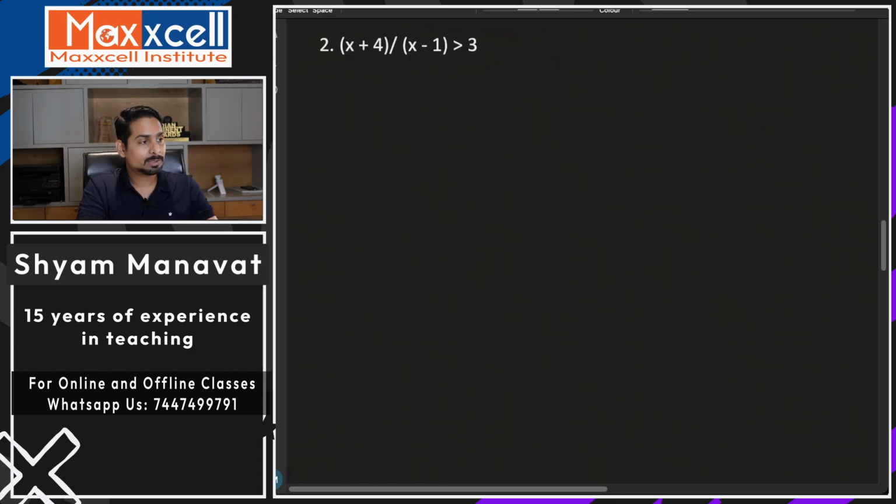Yeah. Question number 2. Here again we have the same situation where we have got variable in the denominator. So what do I have? x plus 4 by x minus 1, but this time we have a number to the other side, that's 3. So in such case, what do we do first? We take this number, basically all the terms, number, variable, whatever it is, to one side of this inequality. So here we get x plus 4 by x minus 1 minus 3 greater than 0.